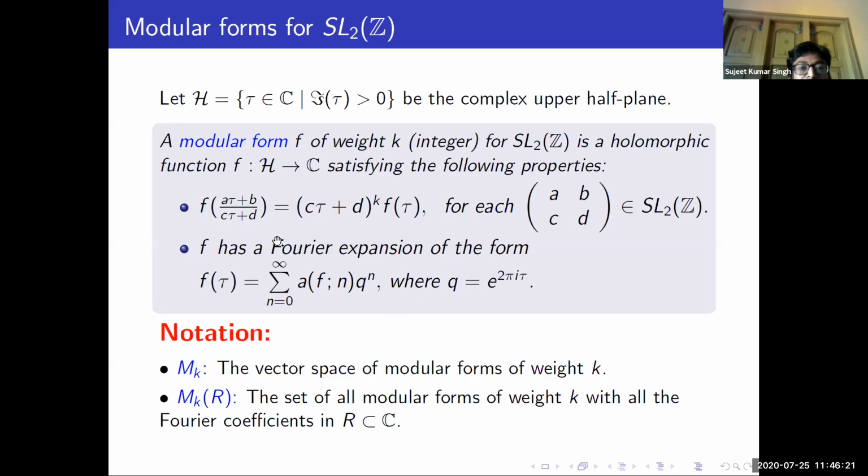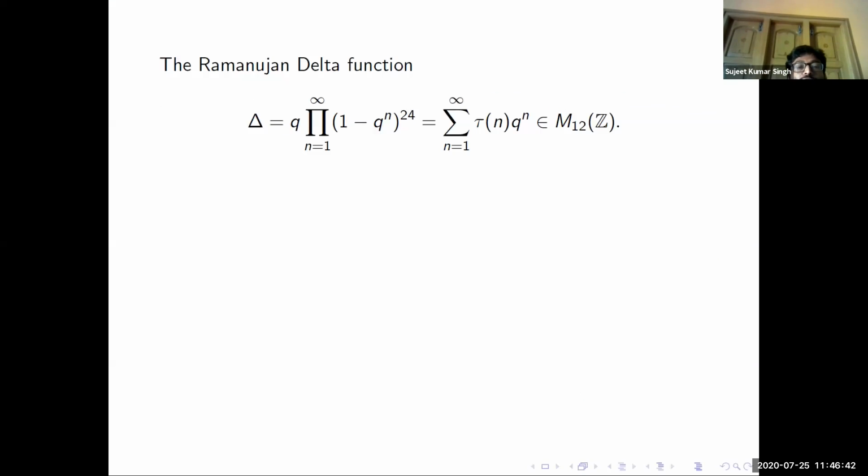So it forms a vector space over C. I will be following these notations: by M_k we denote modular forms of weight k, and M_k(R) is the collection of all the modular forms which have Fourier coefficients in R, where R is any ring, R subset of C. For example, the Ramanujan delta function, which is defined by this, is a modular form of weight 12, and it has Fourier coefficients in Z.